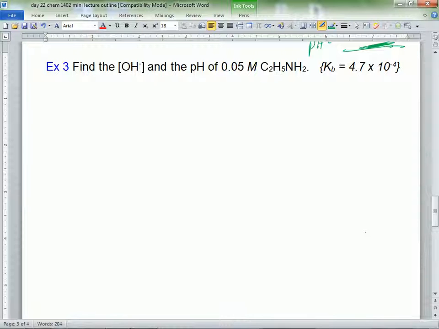So find the hydroxide and the pH of 0.05 molar ethylamine. And the Kb is 4.7 times 10 to the negative 4.